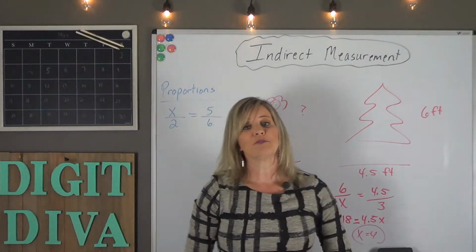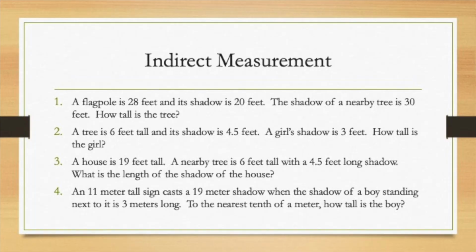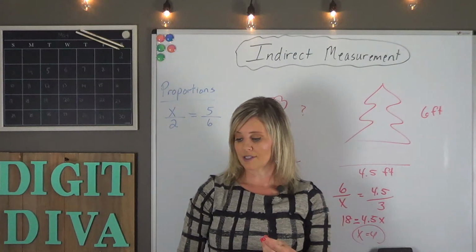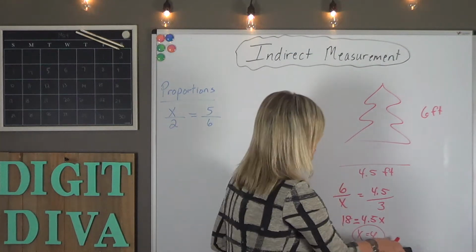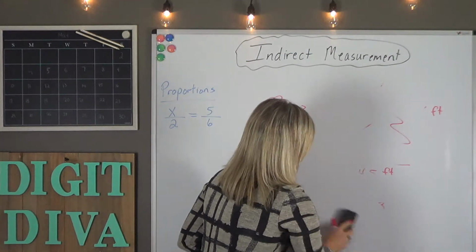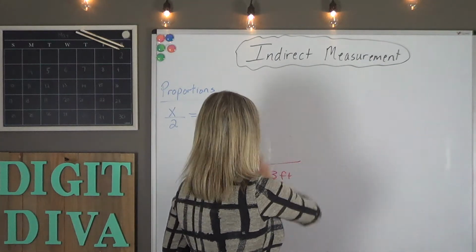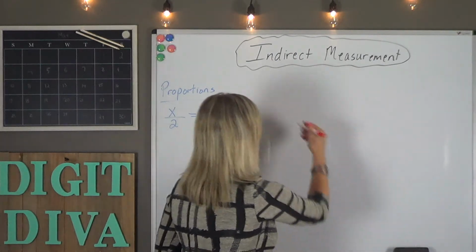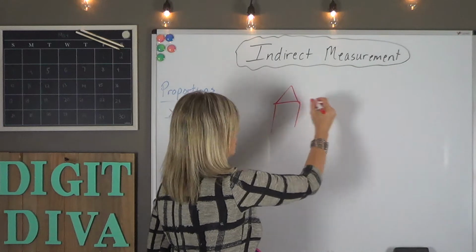Okay, so let's move on to our third example. A house is 19 feet tall. A nearby tree is 6 feet tall with a 4.5 foot long shadow. What is the length of the shadow of the house? So this time we're dealing with a house and a tree. So those would be my two pictures. I'm going to draw a house and a tree. So we've got this house and we've got a tree.